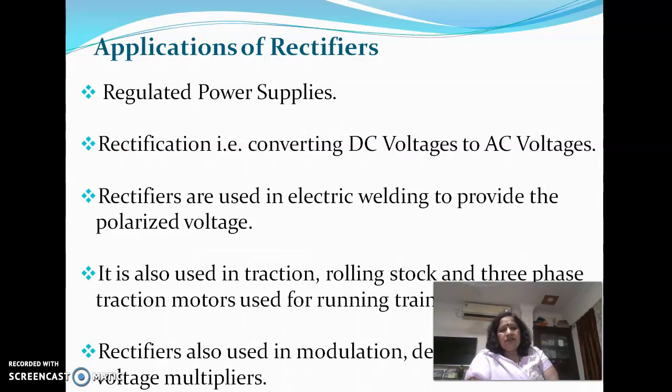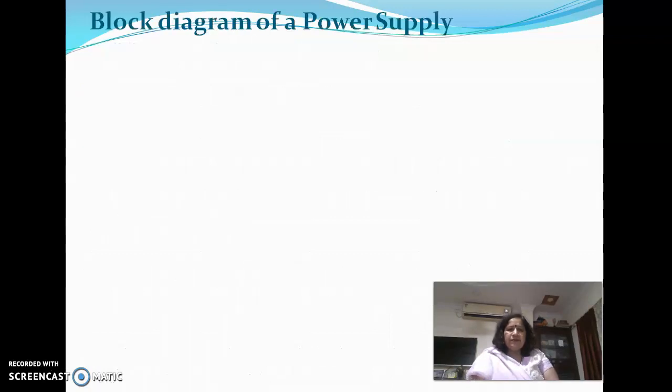As far as applications are concerned, the rectifier is used in regulated power supplies. It is used in electric welding machines. It is used in traction, rolling stock, and 3-phase traction motors used for running trains. It is used for modulation, demodulation, and voltage multipliers.